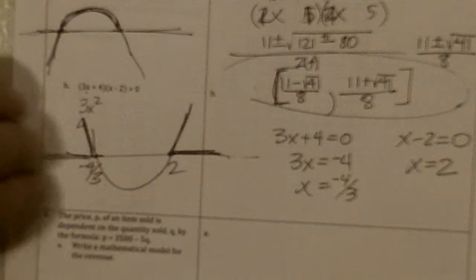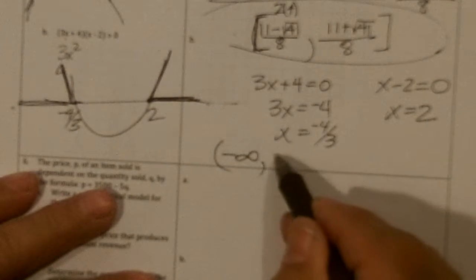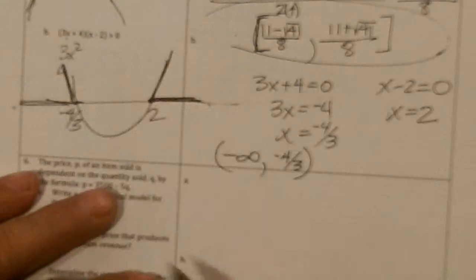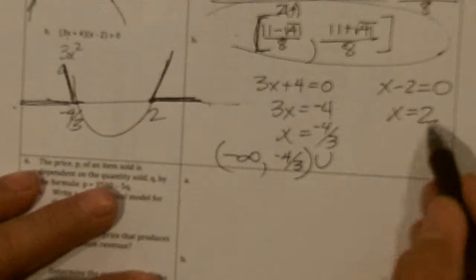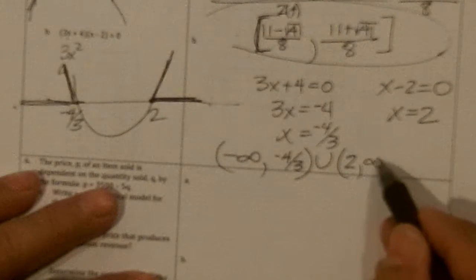I want to be below it where the parabola is greater than 0. So I've got to go from negative infinity up to negative 4 thirds, not including, because it's not equal to 0, union from 2 to infinity.